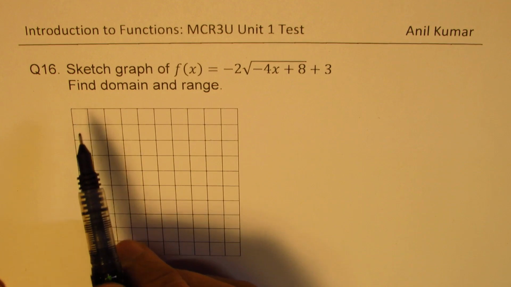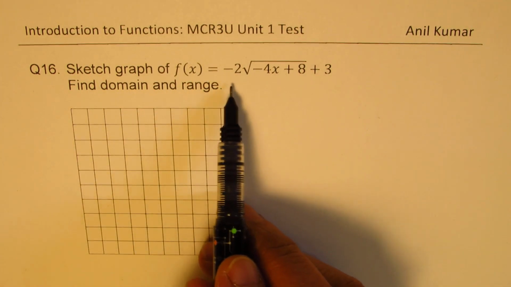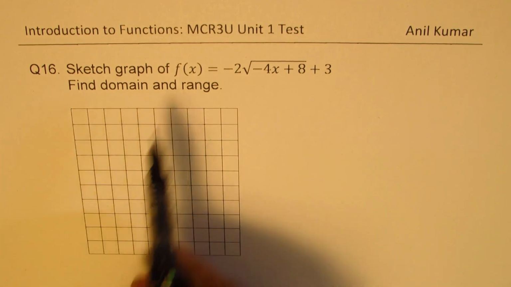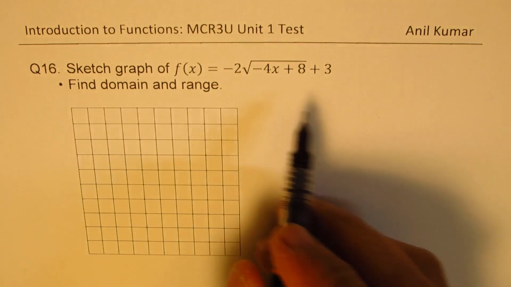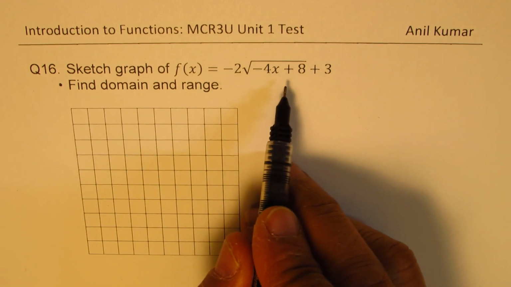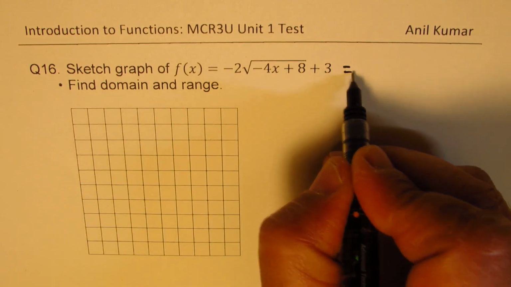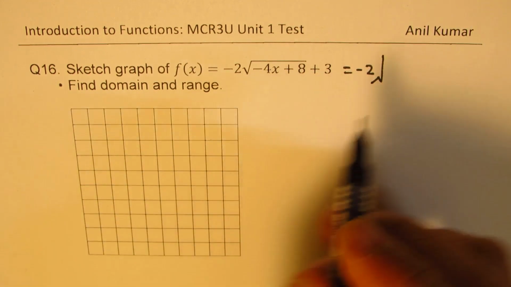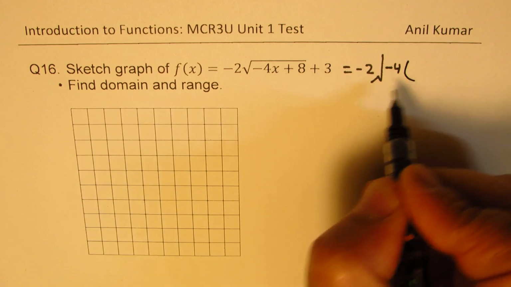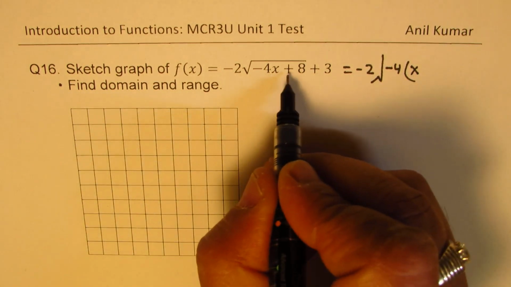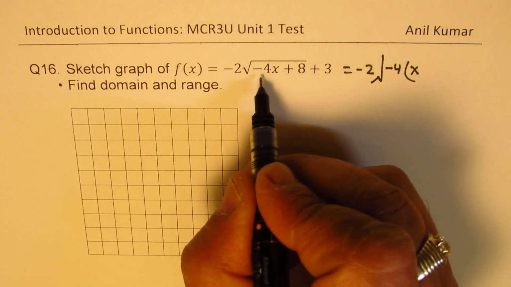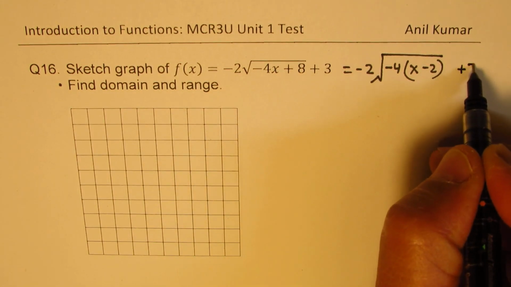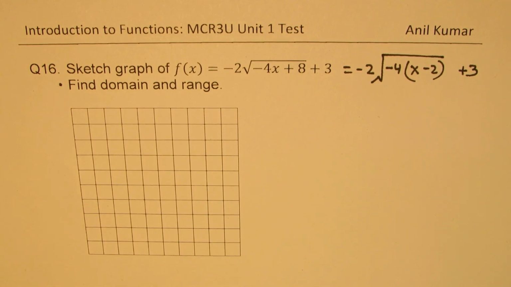Question number 16 is: sketch the graph of the function minus 2 square root of minus 4x plus 8 plus 3. Find domain and range. So there are two parts to this. Whenever you're given a function in this form, first thing is to rewrite this. So we'll write minus 2, square root of minus 4. That has to be factored, right? So you get x and that you divide 8 by minus 4, so you get minus 2, plus 3, correct? So that becomes your base.